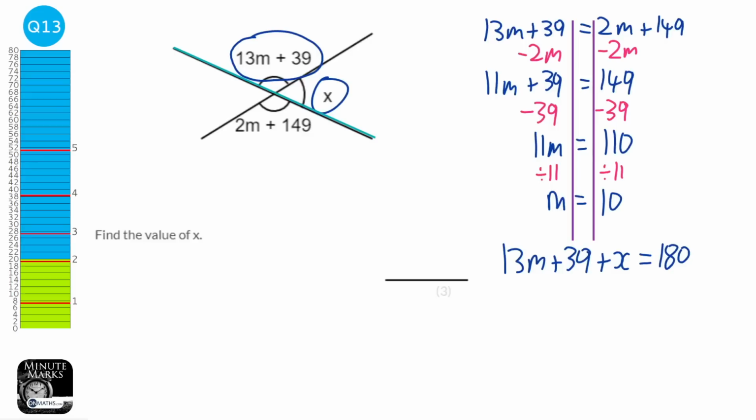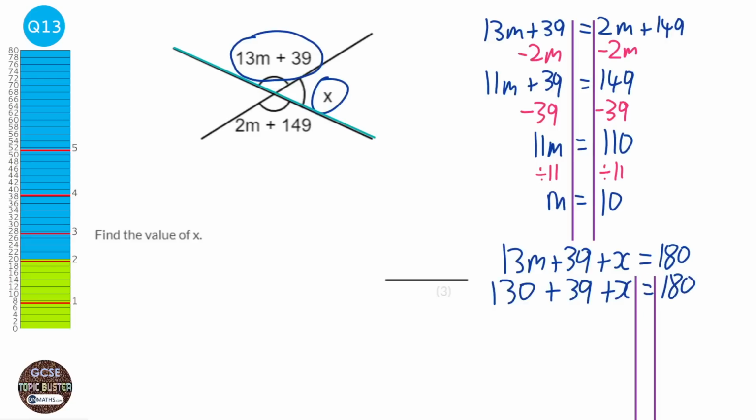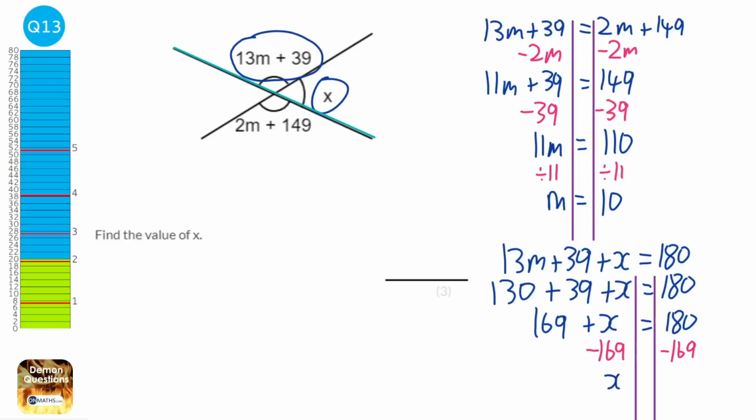So we can solve this, or well, first of all we know what m is. So it'd be 13 times 10, which is 130. And then we can solve this. So let's get my solving lines in. And so that's going to be 169 plus x equals 180. And we're going to just take that away from both sides, the 169. So we've got x equals 11. So the value of x will be 11 degrees.